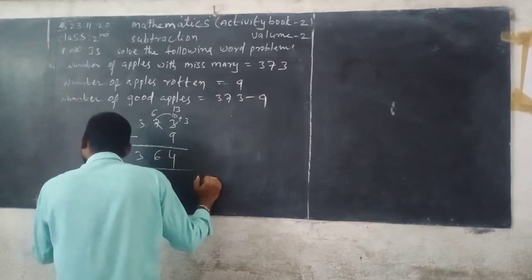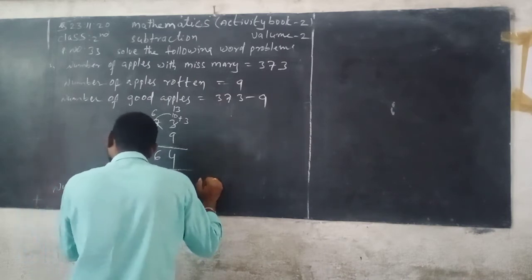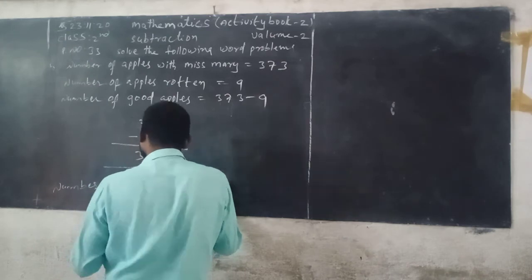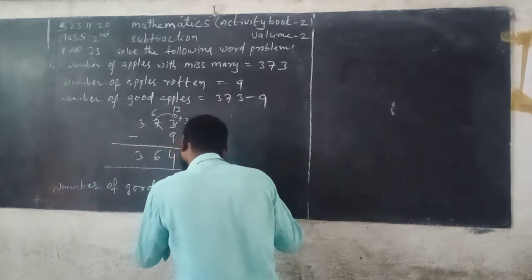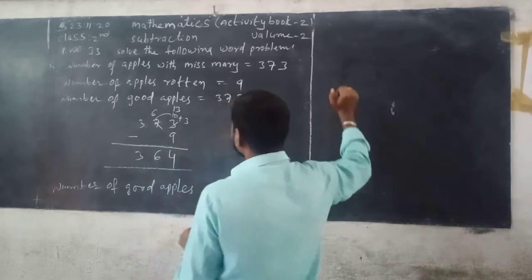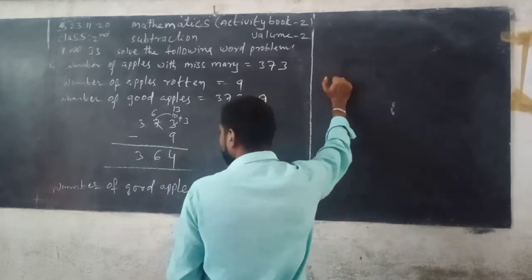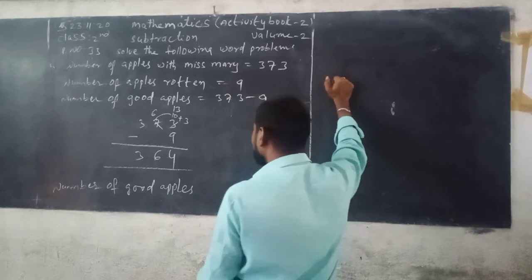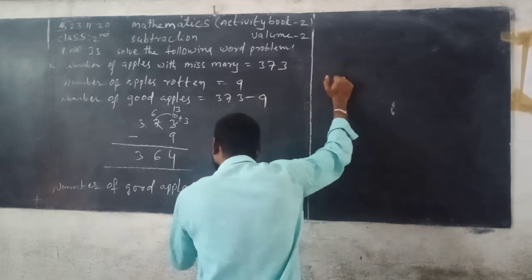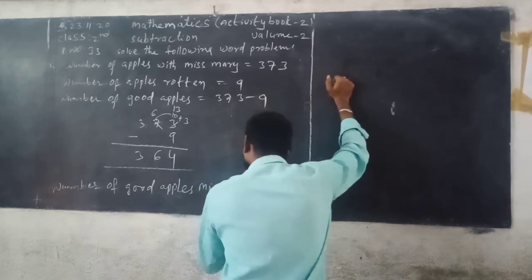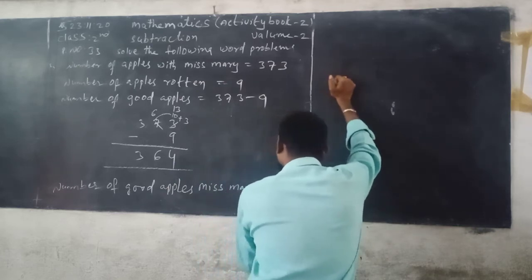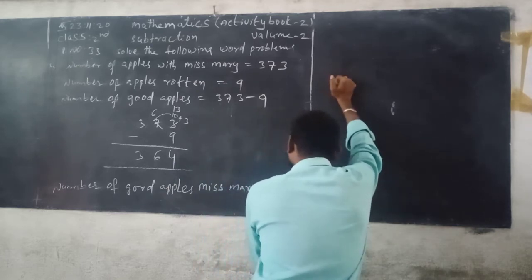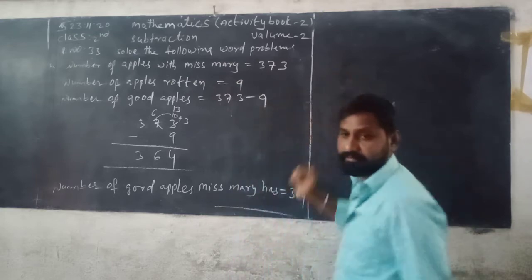Therefore, number of good apples Miss Mary has is equals to 364.